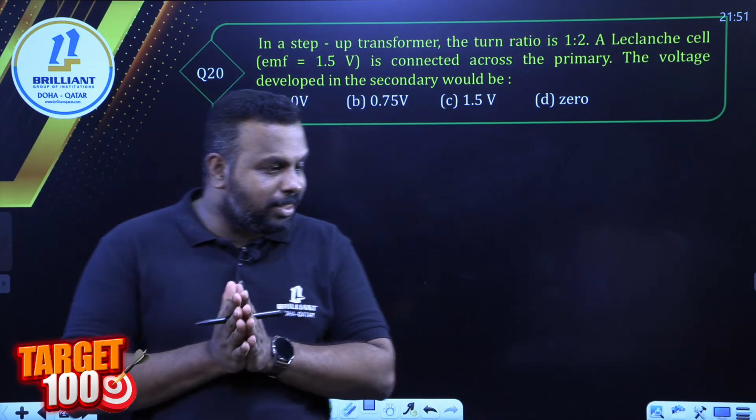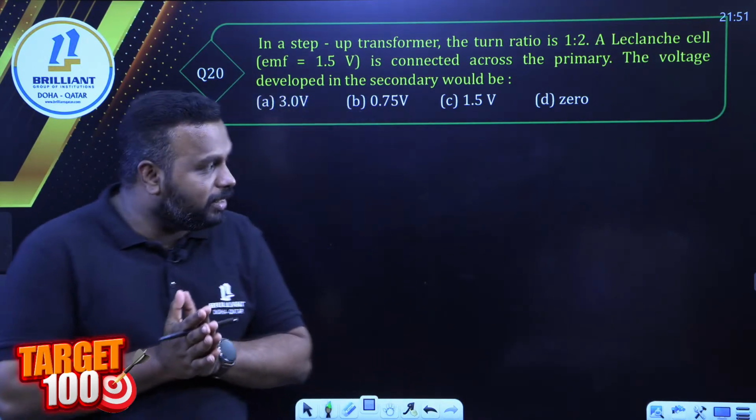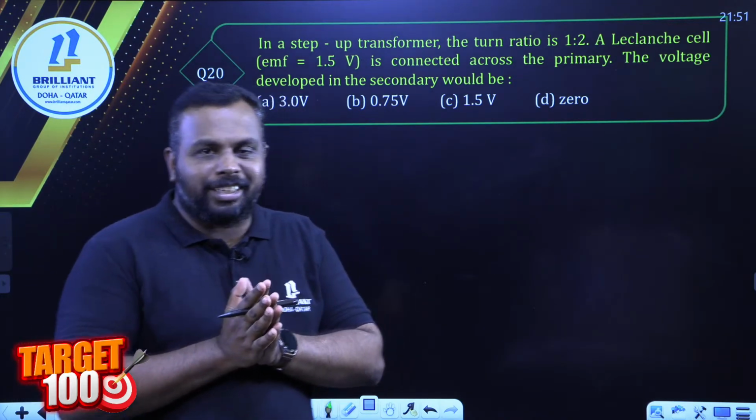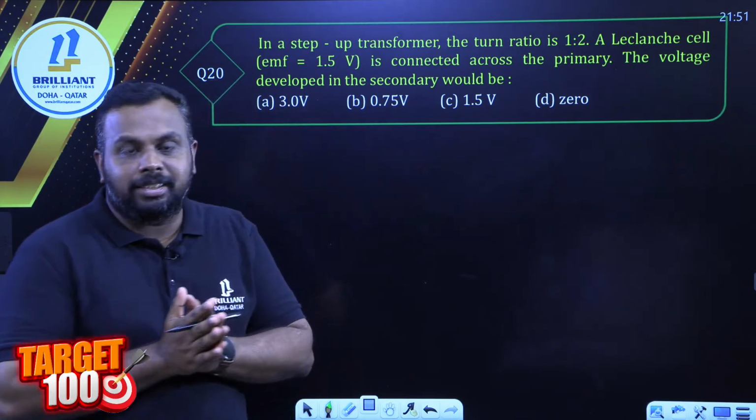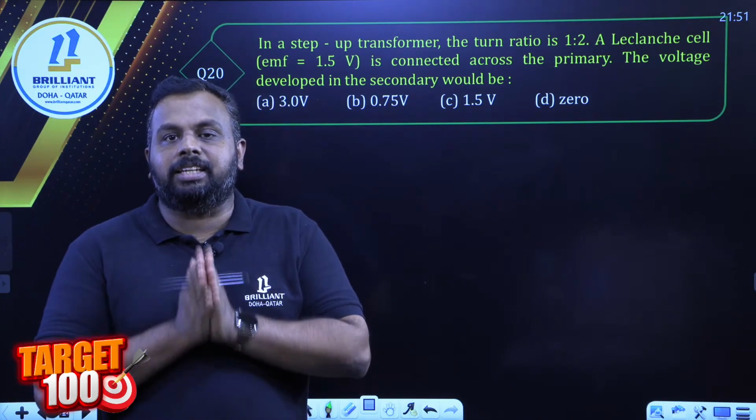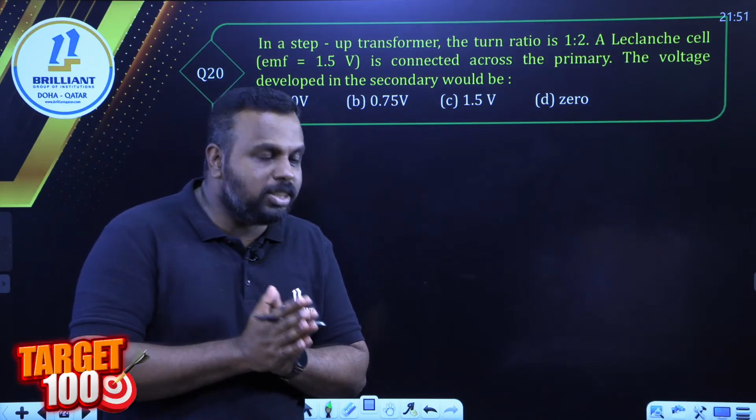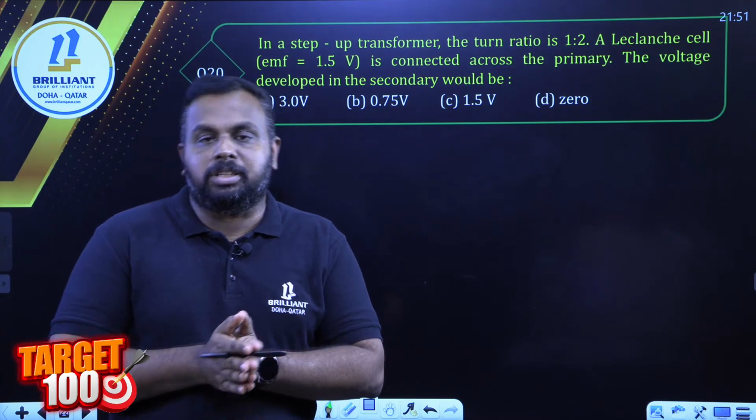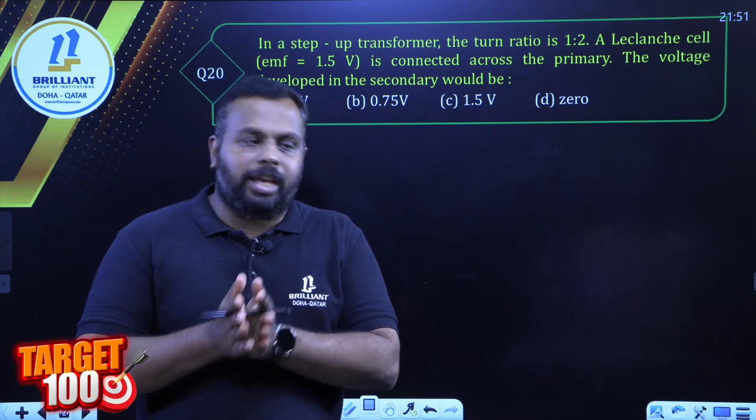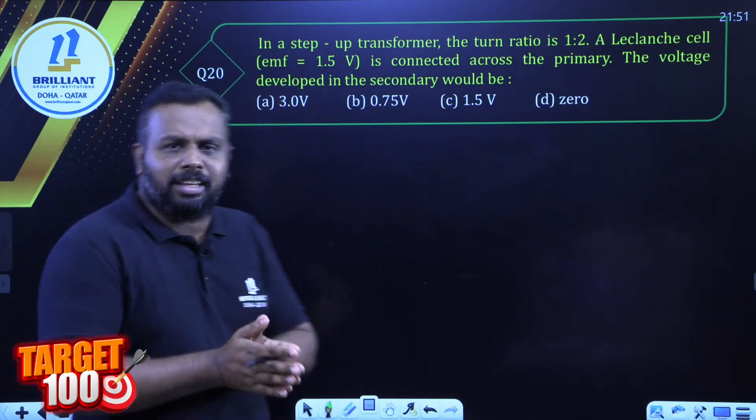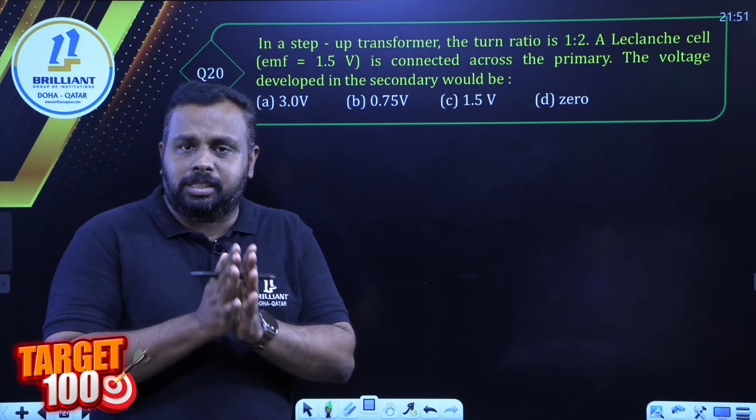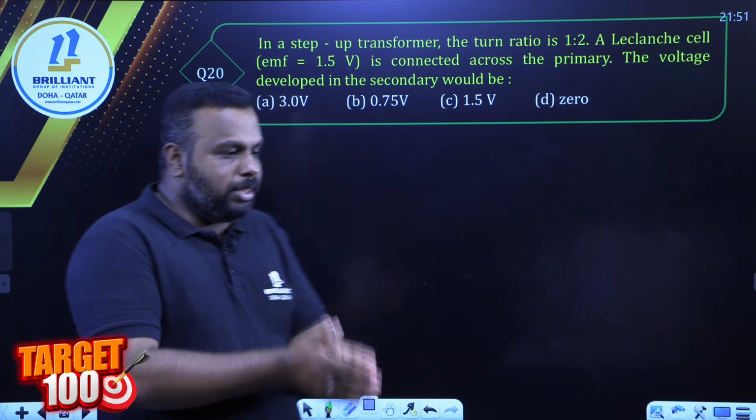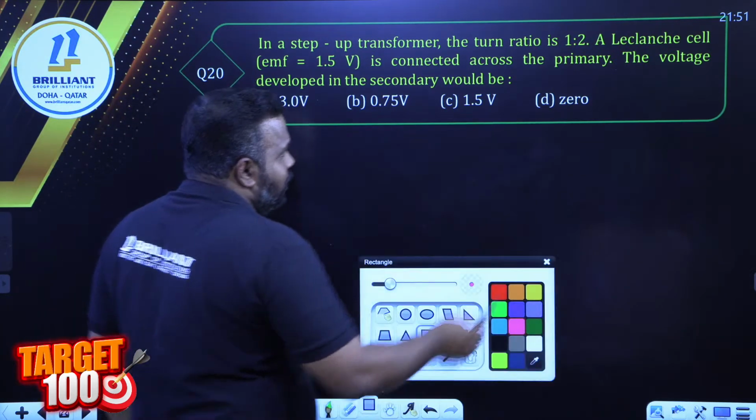Yes, all are commenting it's option A, but my dear children, the answer is option D, 0. Why, right? It is a cell. A Leclanché cell is a chemical cell. It is a DC source. Please note that you can't change DC voltage by using a transformer because there won't be any change in flux. So if you are connecting a battery, any type of chemical cell, since the voltage remains constant, there won't be any induced EMF in the secondary, which means the output will be 0 in this case.